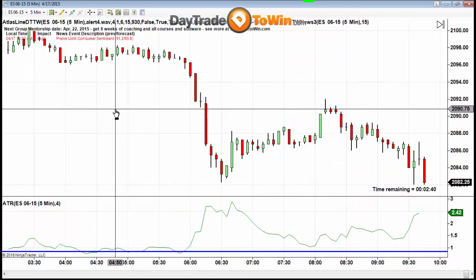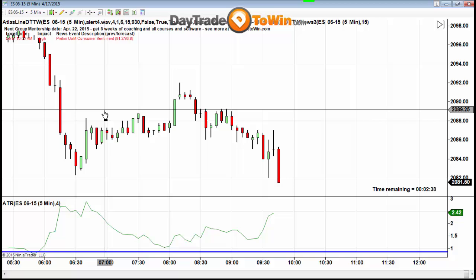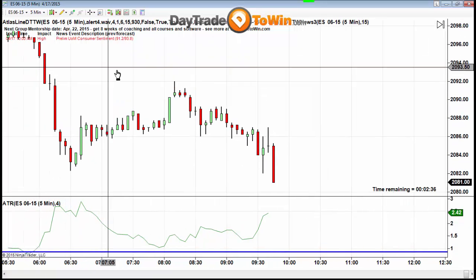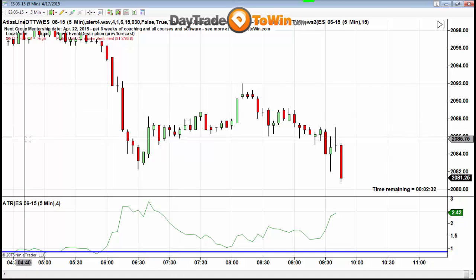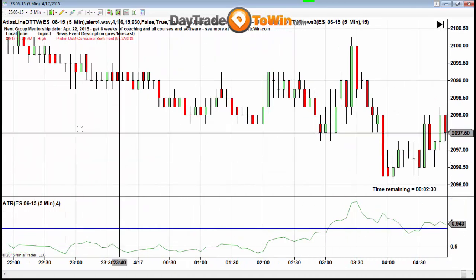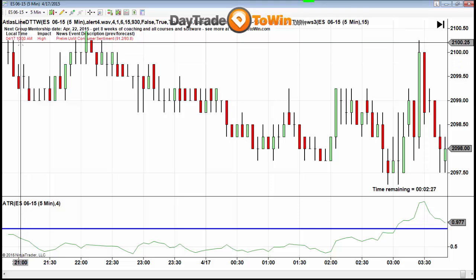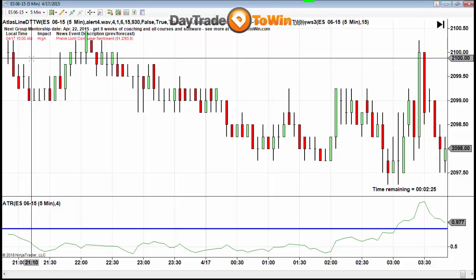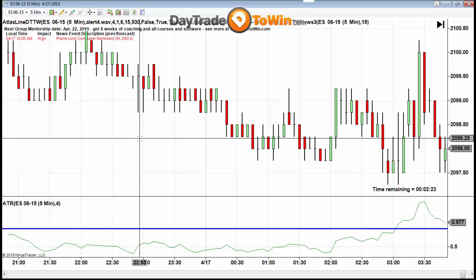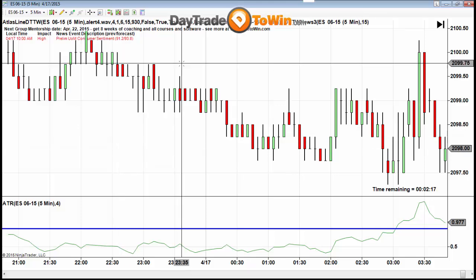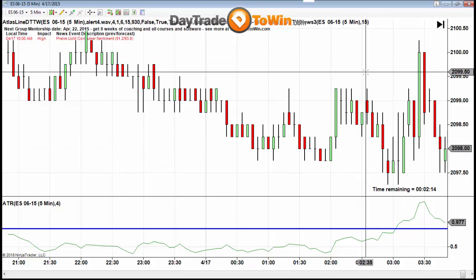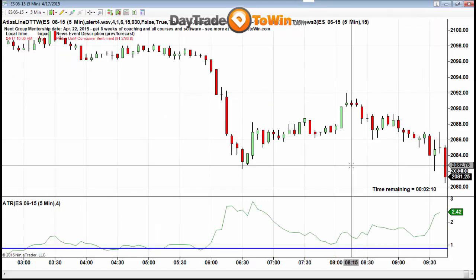It's going to provide you here on the top left-hand corner whether or not there's news that you should be concerned with, and the times and the days. This news indicator right on your chart tells you that at 10 o'clock on April 17, there's a consumer sentiment report. So if you're going to trade at 10 o'clock today, April 17th, this is a high impact, high priority news event. You don't have to use my DayTradeToWin news indicator for NinjaTrader.